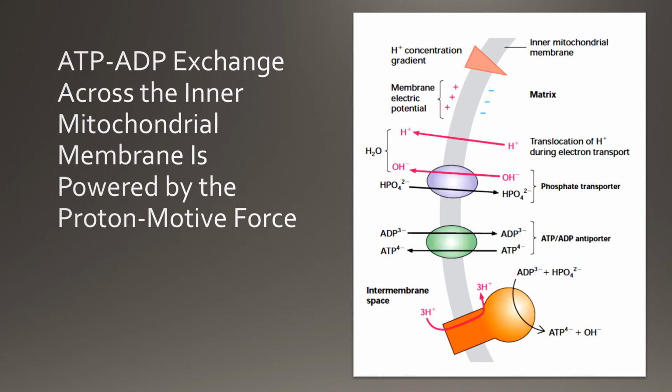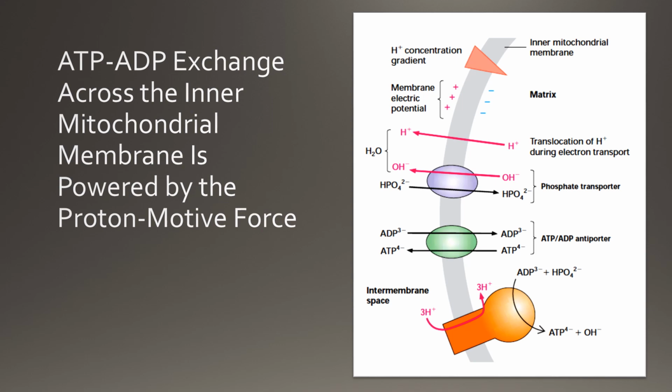The phosphate transporter catalyzes the import of one HPO4 coupled to the export of one hydroxyl ion. Likewise, the ATP-ADP antiporter allows one molecule of ADP to enter only if one molecule of ATP exits simultaneously. The ATP-ADP antiporter is a dimer of 230,000 Dalton subunits and makes up 10 to 15% of the protein in the inner membrane. So it is one of the more abundant mitochondrial proteins.